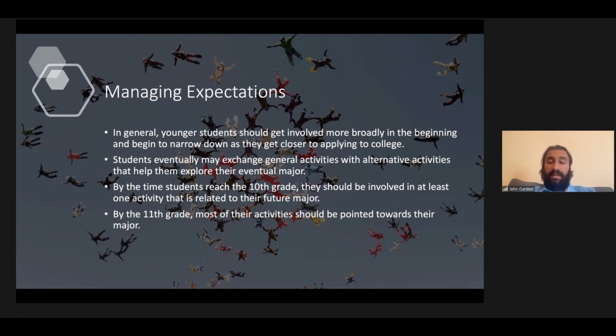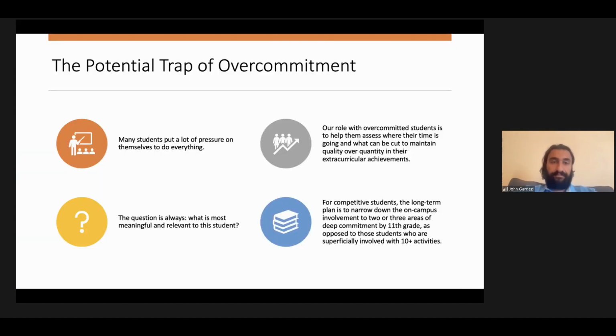And by the 11th grade, most of the activities that you are involved in should point toward your future major, because when you apply to college your senior year, you want to make sure that you have a strong narrative for the major you're going to declare on your application.